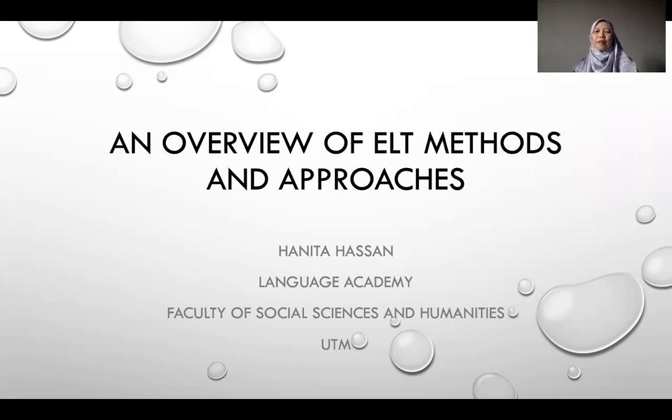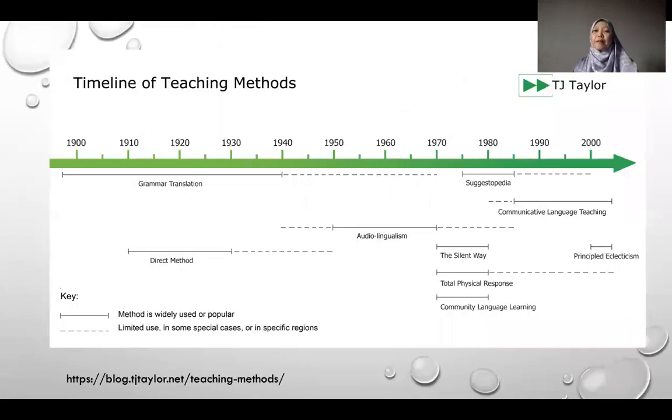Today I'm going to talk about an overview of ELT methods and approaches. We all know there are so many methods and approaches in ELT. This is the timeline of teaching methods by T.J. Taylor.